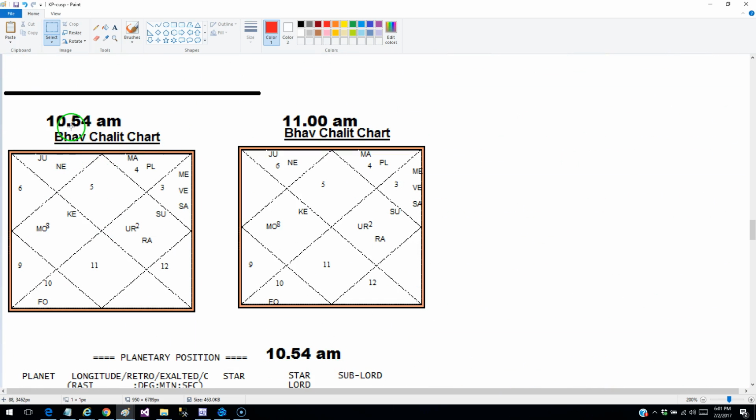Now, at 10:54 a.m. this is the Bhavachalit chart. At 11 a.m. this is the Bhavachalit chart. You will see they are the same. Nothing has changed. The ascendant is the same, the planets and everything is the same. Nothing has changed over here.